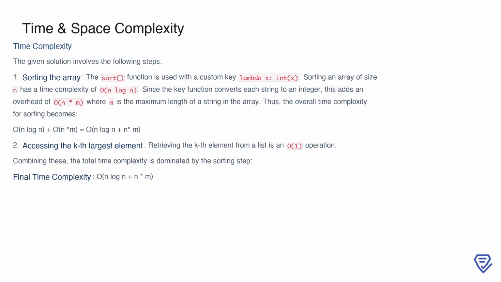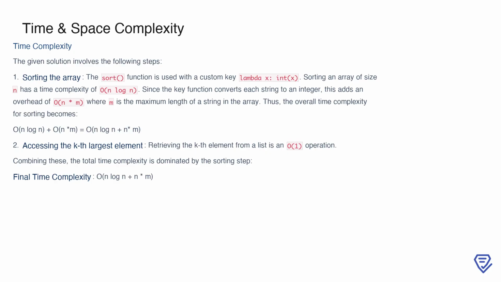The time complexity of this solution can be broken down into two main steps. First, we have the sorting operation. The sort function is applied to the array, using a custom key function that converts strings to integers for comparison. Sorting an array of size n typically requires n log n operations. However, because the key function converts each string to an integer, there is an additional overhead of n * m, where m is the maximum length of a string in the array. When we combine these, the overall time complexity for sorting becomes n log n plus n * m.